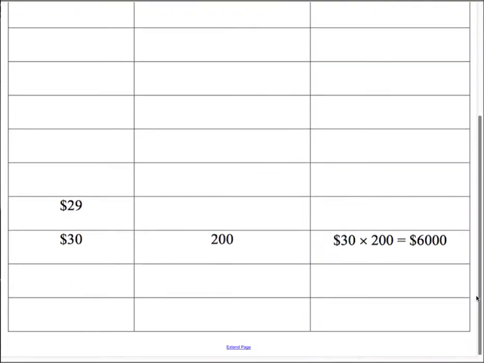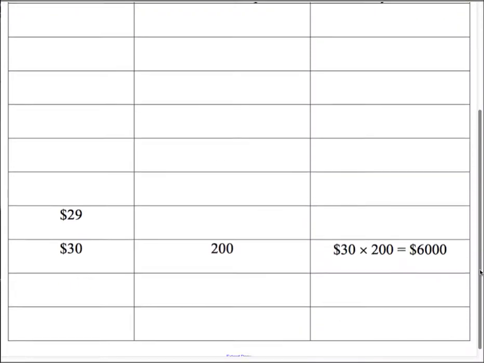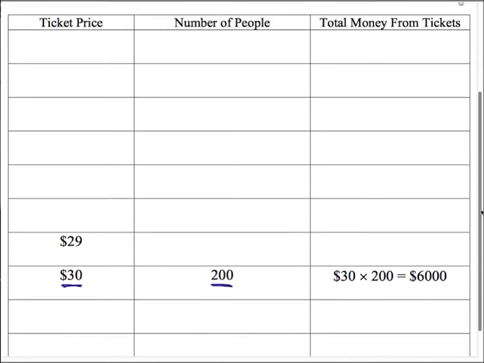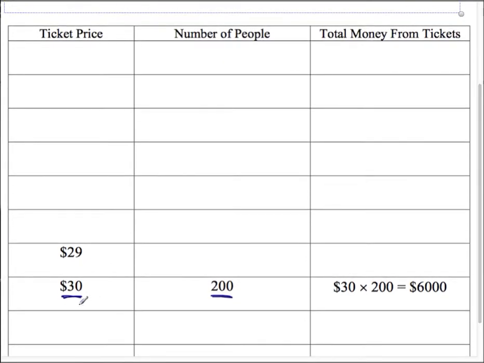Okay, so here's our situation, and there's already one filled in here. It says right now they're charging $30 and 200 people are going to come. So if each ticket is $30 and we sell 200 of them, we get 6,000.